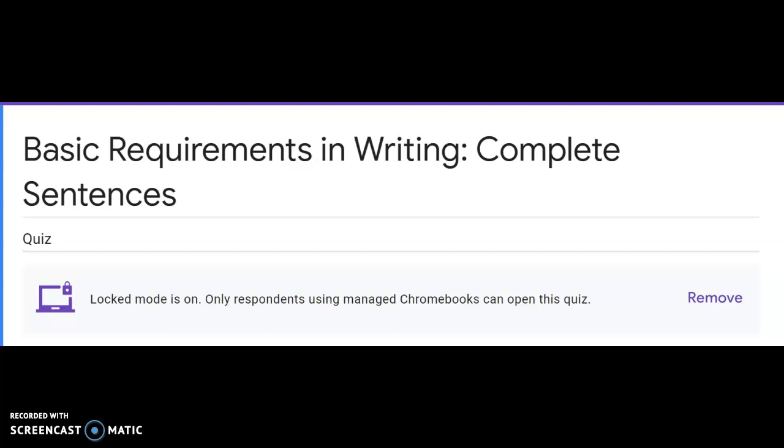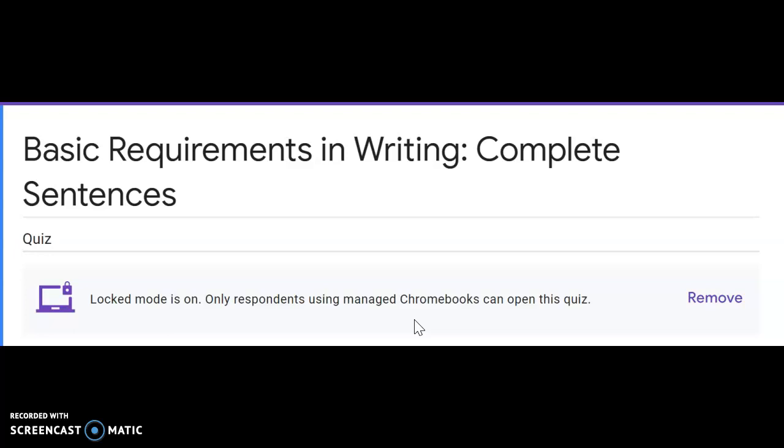Our quiz is on Google Forms, and it's going to look like this. My view may be slightly different than yours because I made this, but it will look very similar. One thing I want to talk about is that it says locked mode is on. Only respondents using managed Chromebooks can open this quiz. This means you have to use your school Chromebook and be signed in to your school account to take the quiz.